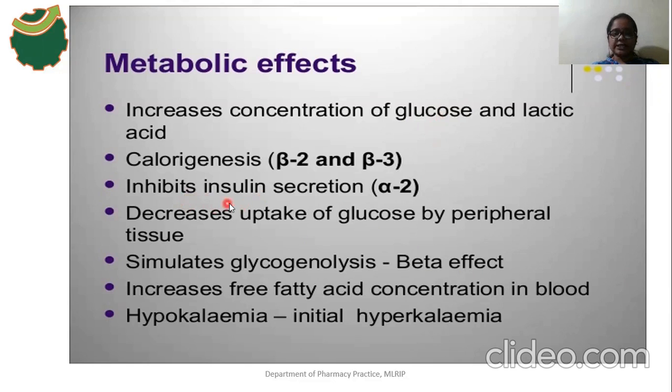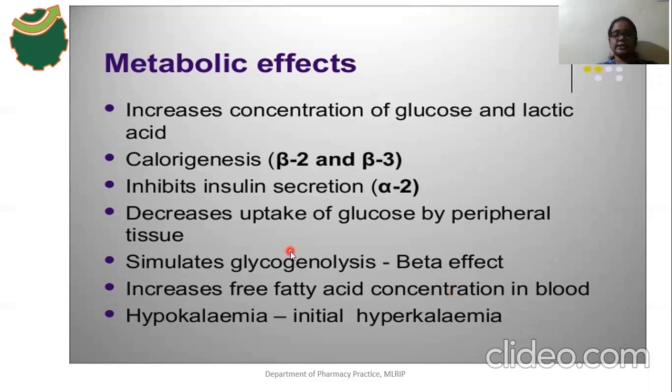And it inhibits the release of what? Insulin, due to stimulation of alpha 2 receptors. Due to stimulation of alpha 2 receptors, cyclic AMP formation increases, and there is inhibition of the release of insulin. So it inhibits the secretion of insulin, which means the availability of glucose in the bloodstream increases, and the free fatty acid concentration in the blood increases. Due to this, the drug causes the lipolysis process.